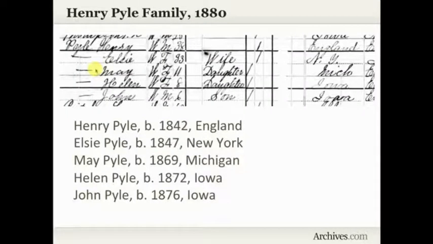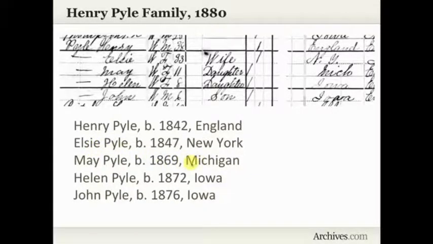Case in point, the Henry Pyle family in 1880 was living in Iowa. And the 1880 census shows us that Henry was born in England, his wife Elsie was born in New York, daughter May was born in Michigan, daughter Helen was born in Iowa, and son John was born in Iowa. So if we are trying to trace this family back, let's say that we're trying to find where Henry and Elsie were married, and we're not finding a marriage record for them in this county in Iowa.